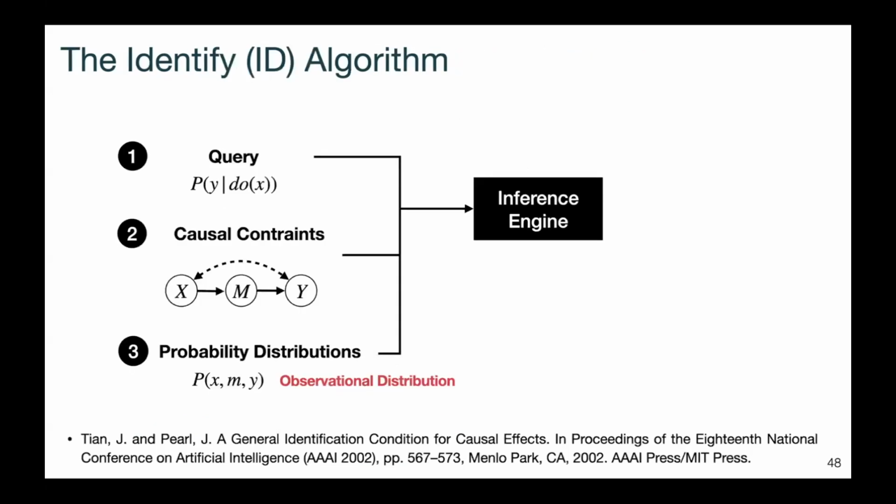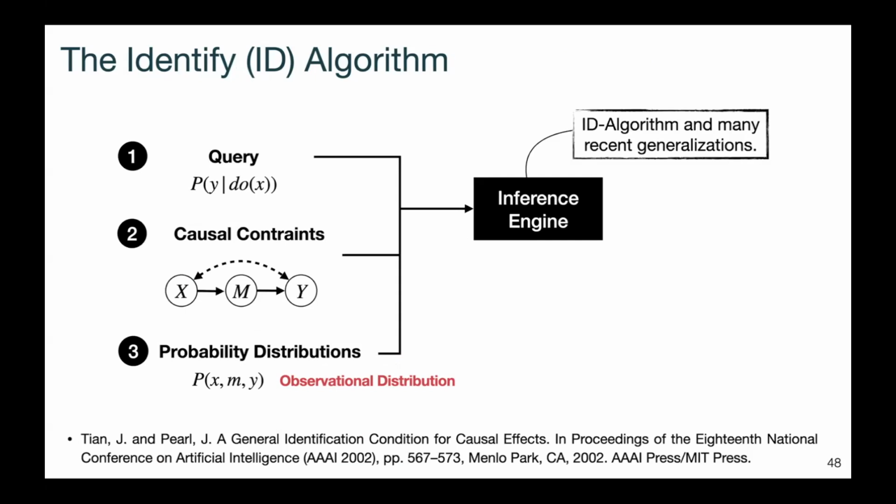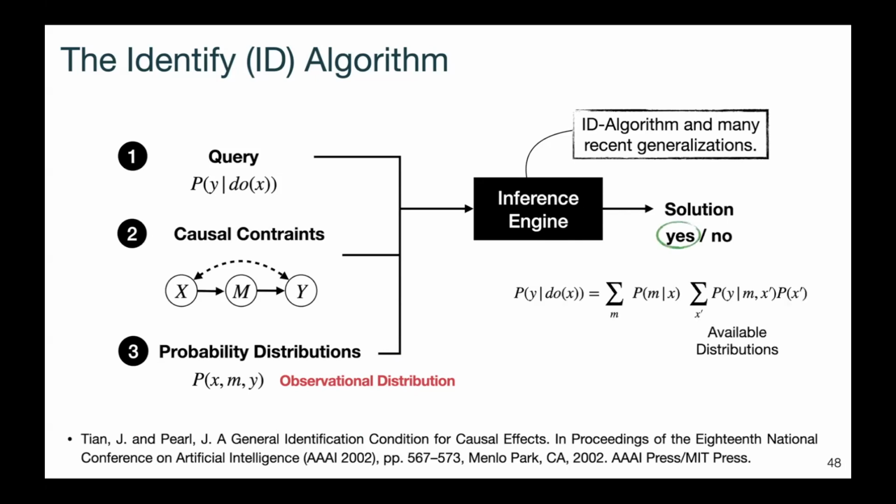But in practice, people use the ID algorithm. The ID algorithm does a lot of this. They break the problem into several sub-problems, solve them, and then combine them in the end. So if you are interested, just check the paper. This is the paper where the ID algorithm was developed. For any graph that you put here, it doesn't matter, it's going to give you a yes or no answer. And if you have identifiability, you're going to get the correct expression.